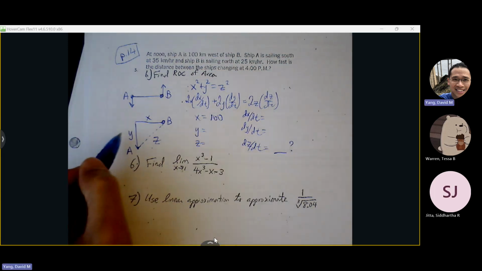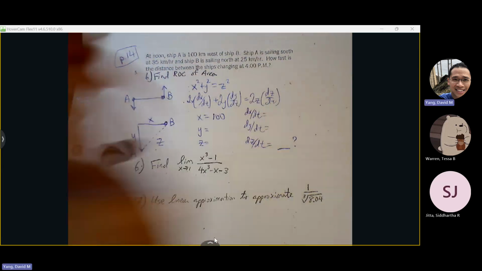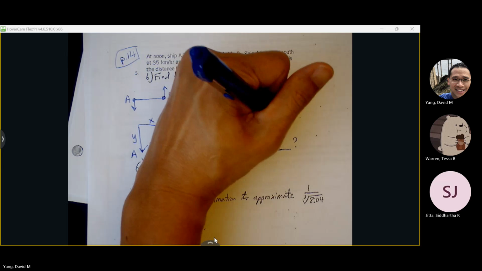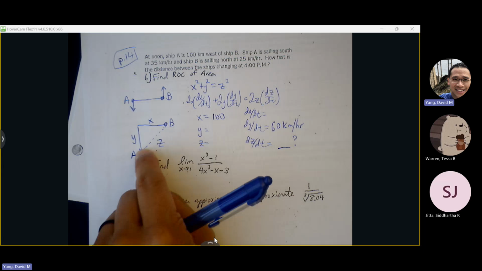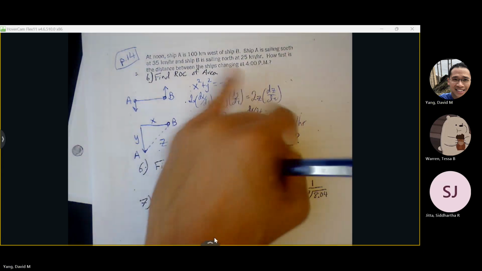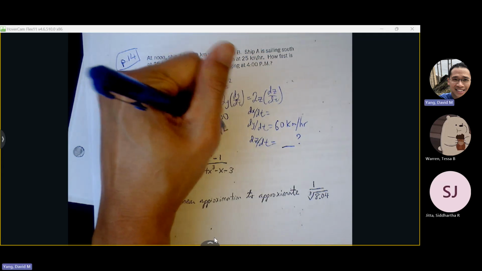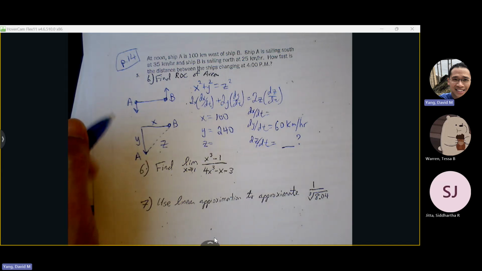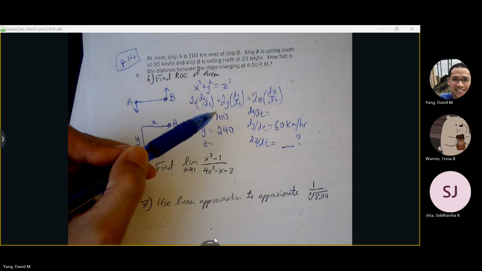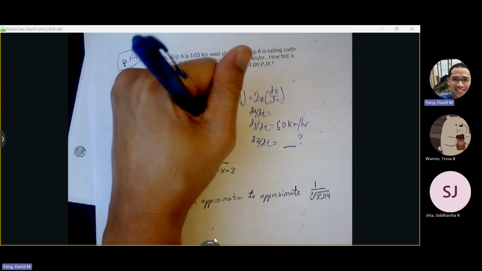Y is, well, if we know that their distance is changing at 60 kilometers per hour, then after 4 hours, Y is going to be 240 kilometers away from his starting point. So Y is going to be 240. And to find Z, we can use the Pythagorean theorem, a squared plus b squared equals c squared. And that's going to get us to 260.